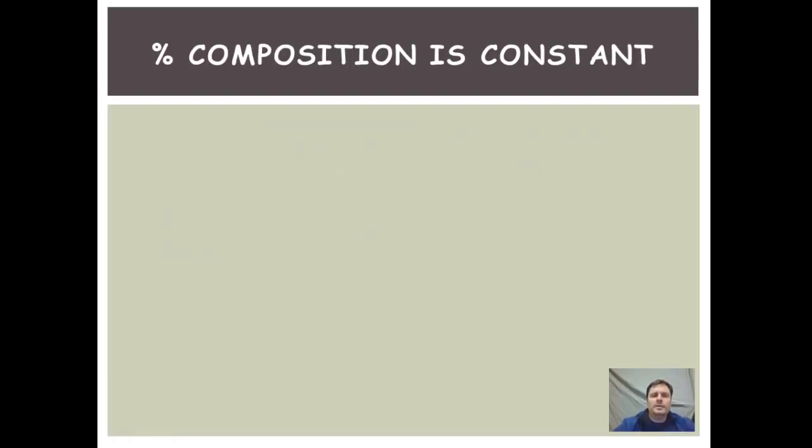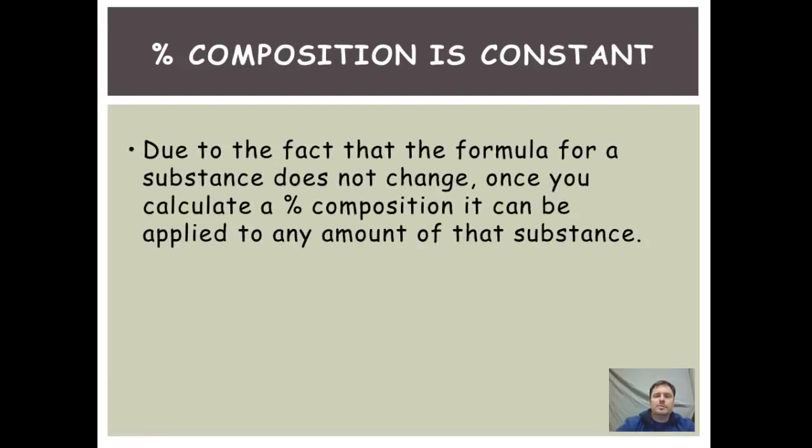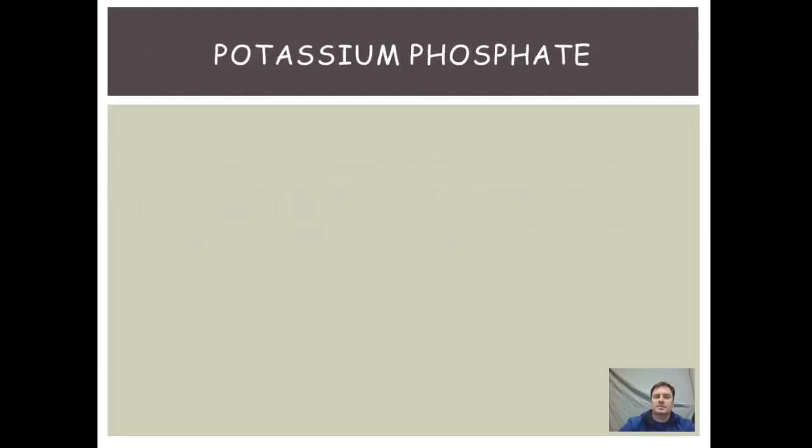Now, what we need to know is that the percent composition in a compound is constant, due to the fact that the formula doesn't change at all. Okay, if we go back to that last one, whether we had 30 grams of that substance or 100 grams or 300 grams, it's always going to be the same percent composition. So once you calculate a percent composition, you can apply that to any amount of the substance.